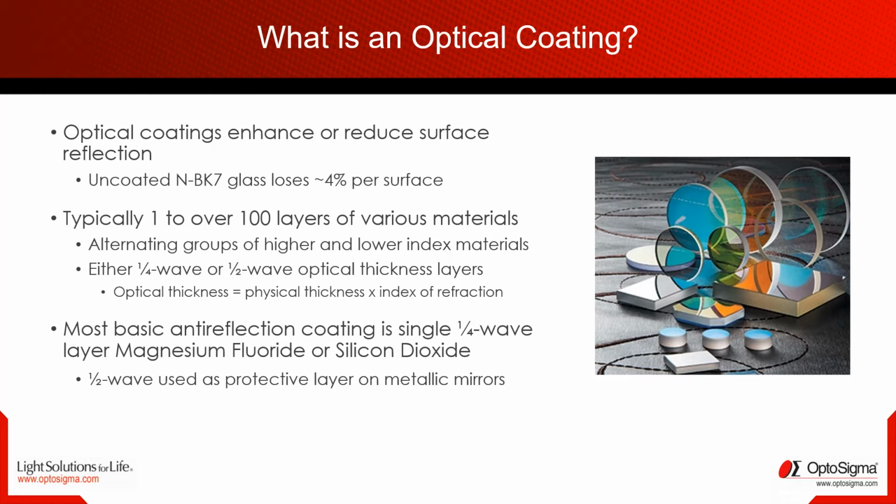The most simple anti-reflection coating is a single quarter wave optical thickness of magnesium fluoride or silicon dioxide, which reduces the reflection by roughly half. A half wave layer of these materials is commonly used to protect metal coatings from oxidation or other environmental degradation.